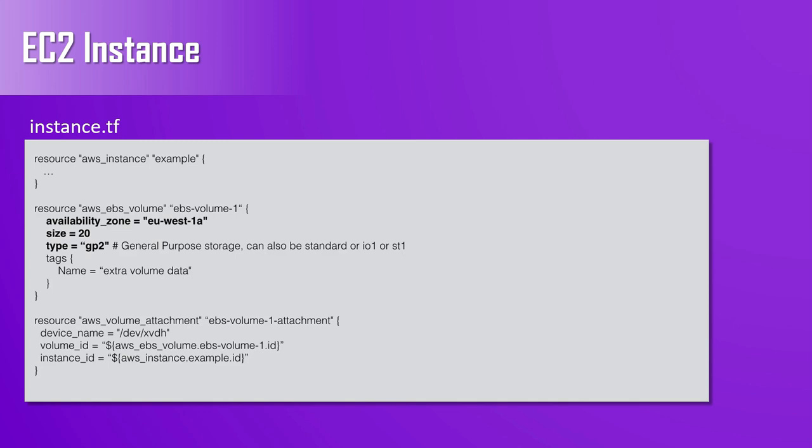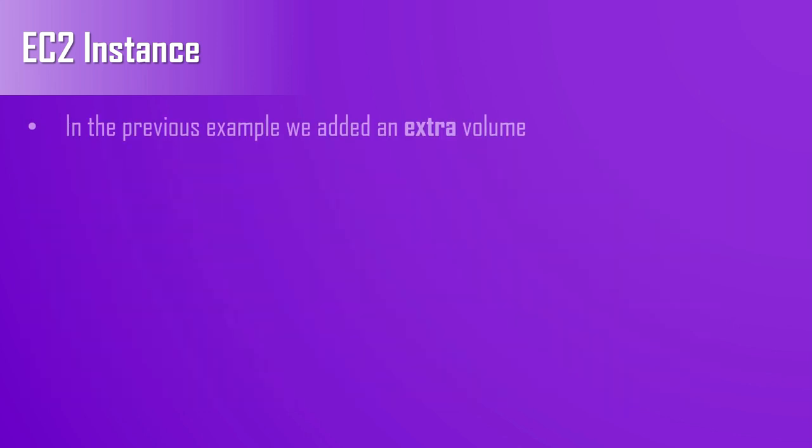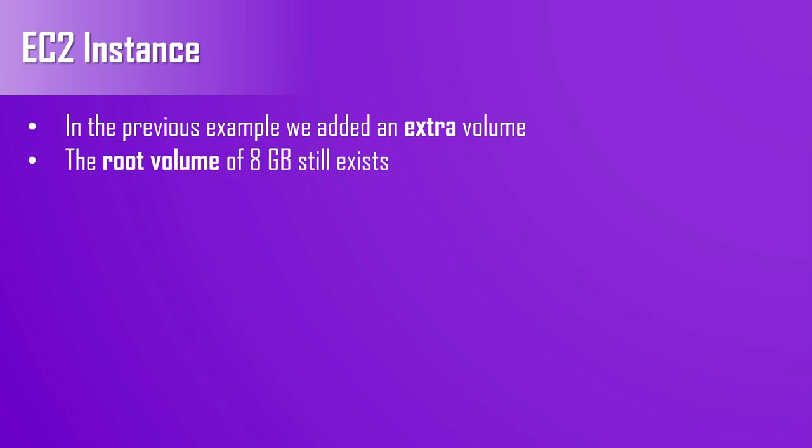You then attach this volume to an EC2 instance. You specify the device name, the volume ID, which refers to our AWS EBS volume, and an instance ID. So, you just link the two resources together. In the previous example, we added an extra volume. The root volume of 8 GB still exists. I just added another 20 GB as an extra volume.